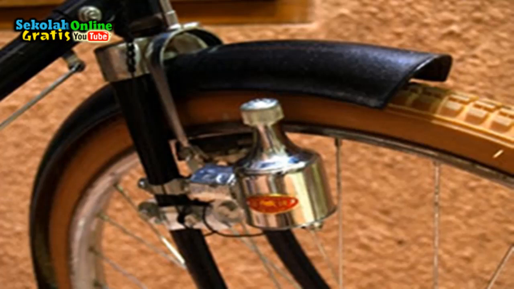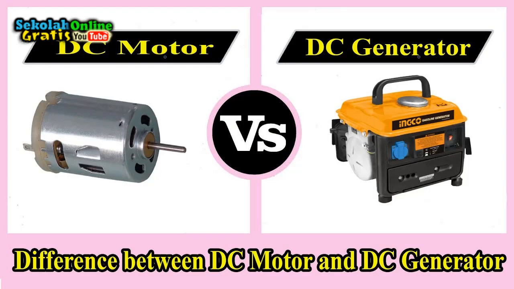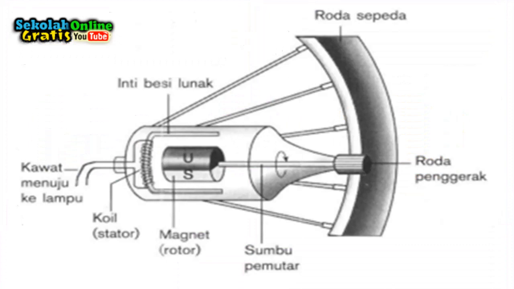Dynamos are relatively small generators like those used in bicycles. On a bicycle there is a dynamo which converts motion into electrical energy to turn on the lights. The way a dynamo and generator work is almost the same. The difference is that the dynamo has two main components, namely the rotor, the moving part, and the stator, the stationary part. The following is an example of an AC-DC dynamo.